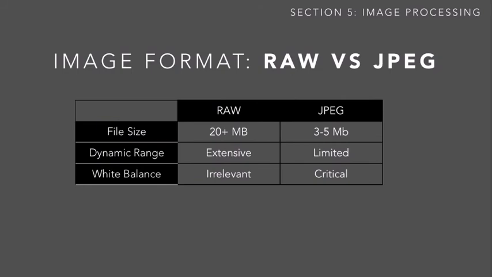Similarly, the white balance setting on your camera is irrelevant when you take a RAW image, but it's critical with a JPEG. This is because, again, the RAW format stores tons of information that can be adjusted in post-production, whereas the JPEG gets rid of this. It's called a lossy format. It gets rid of a lot of the information that would otherwise be present.